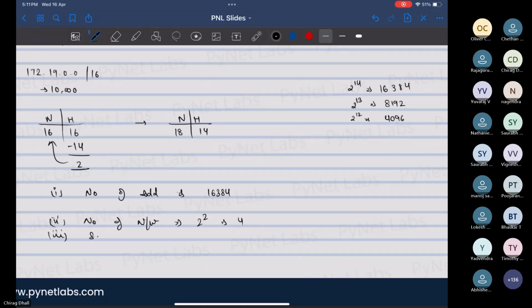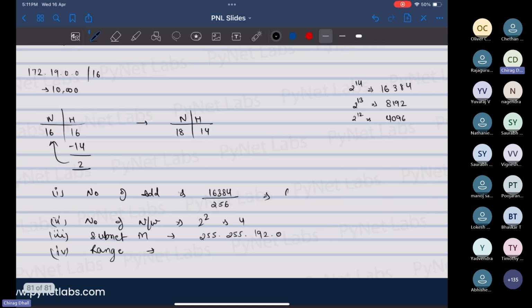Subnet mask for 18 bits will be 255.255.192.0. Then the range. For range, I'll divide this by 256, and when I do so, I'll get 64. So my range will begin from 172.19.0.0 to 172.19.63.255. That's going to be my range for the third network. Clear, guys?